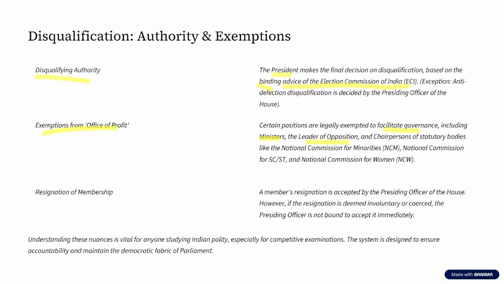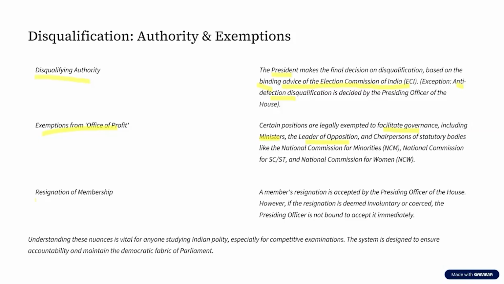Now, there is one case called the anti-defection law. The exception is that disqualification under the anti-defection law is decided not by the Election Commission of India or by the President. Rather, it is decided by the presiding officer of the House. For example, if an MP from Lok Sabha defects to another party, then the Speaker decides about this disqualification. If an MP from Rajya Sabha defects to another party, then the chairperson of Rajya Sabha decides on this disqualification. So this is the difference.